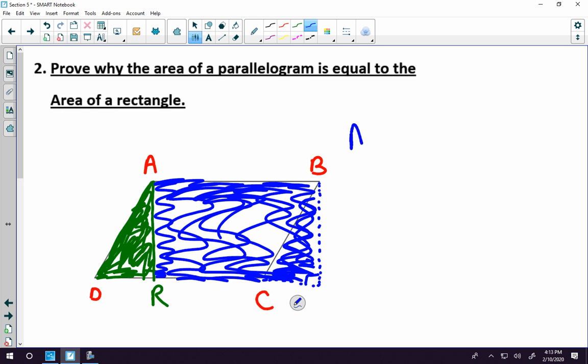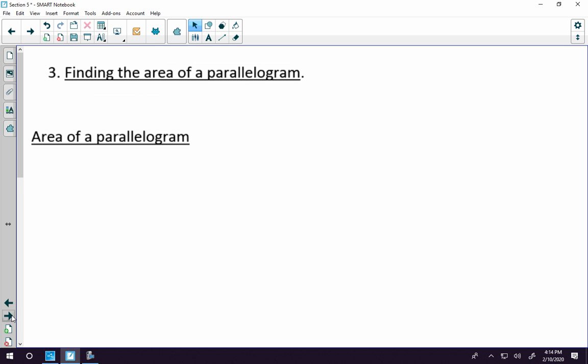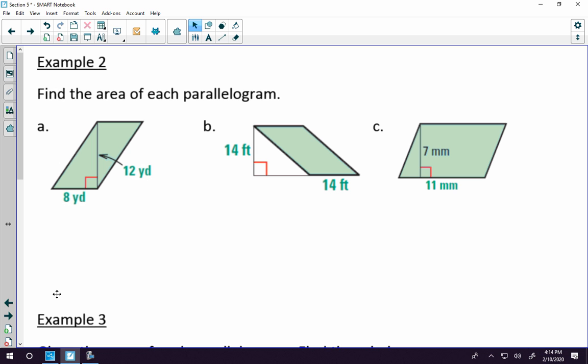So now we need to recall the formula for space inside of a rectangle, which is area equals base times altitude, or maybe your teacher says area equals base times height, which now we realize has to be the same as the area of a parallelogram. They're one and the same formulas. Why is that? Because if we start out with that parallelogram, cut off that green right triangle, reattach it on the other side, we created a rectangle. So the formula to find the space inside of a parallelogram is the same as the formula for space inside of a rectangle. Okay. Let's go through some examples.